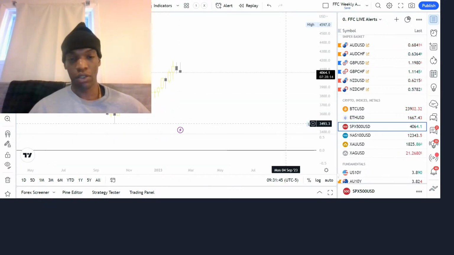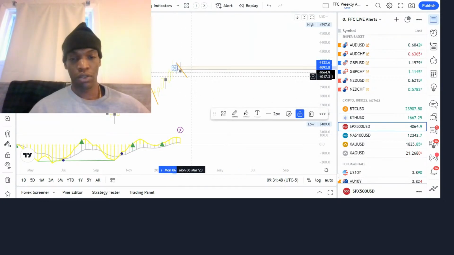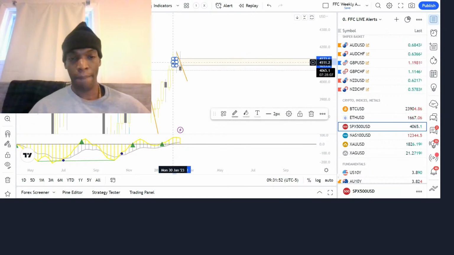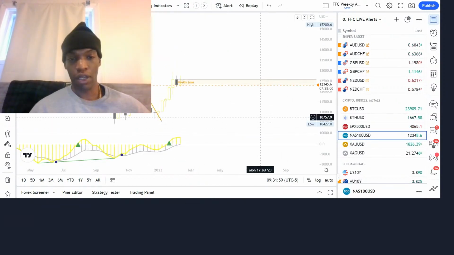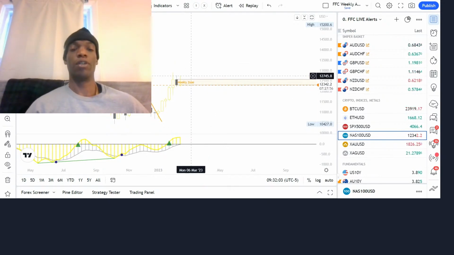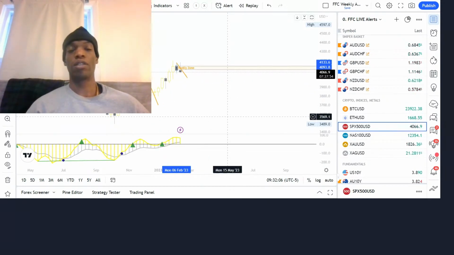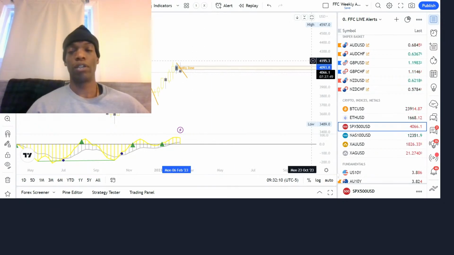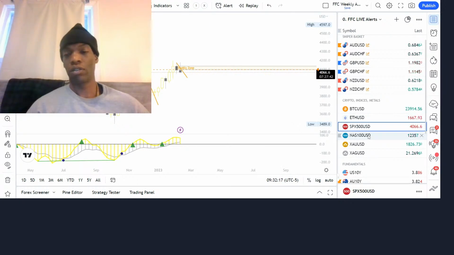All right, NASDAQ, we were looking at, we got that. We got to wait to see if it's going to break above this zone first. SPX should probably have an alert too. Let's put an alert right here. All right, that's good.